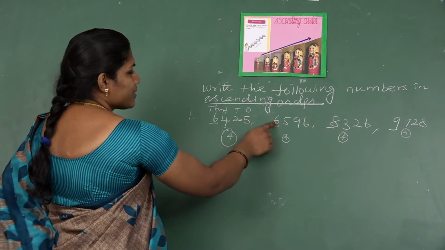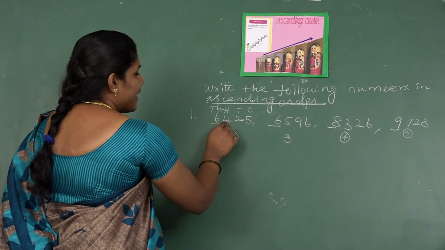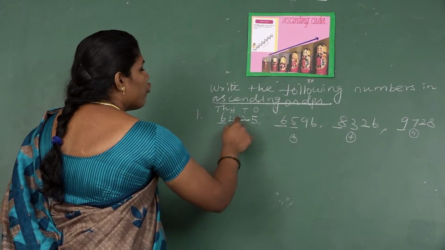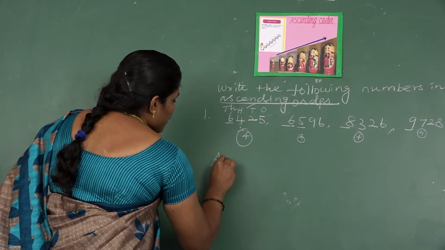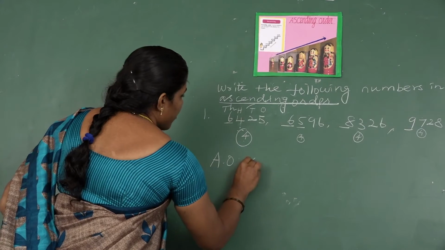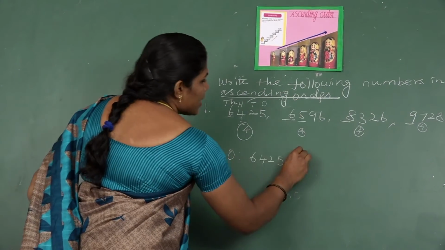If thousands are the same, see the hundreds place. Here 400, here 500. Which is the smallest number? 400. So write this number in ascending order: 6,425. Next write this number.